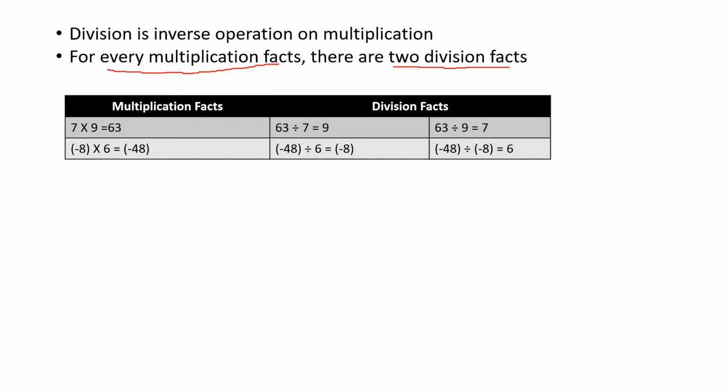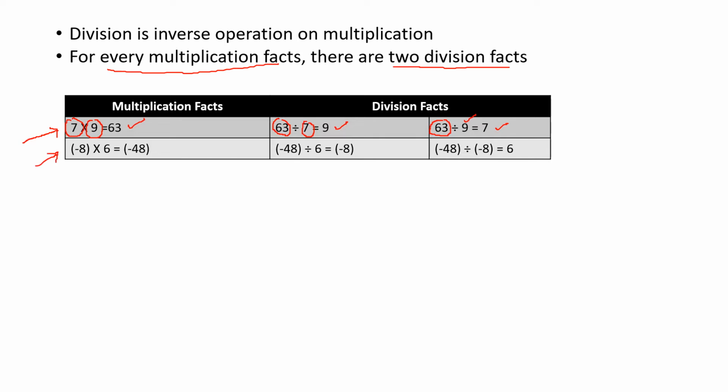See the examples. Suppose these are two numbers, 7 and 9. So 7 multiplied by 9 gives you 63. Now 63 can be divided by any one of those two numbers. For example, 63 divided by 7 gives you 9. Similarly, you can divide 63 by 9 as well to get 7.